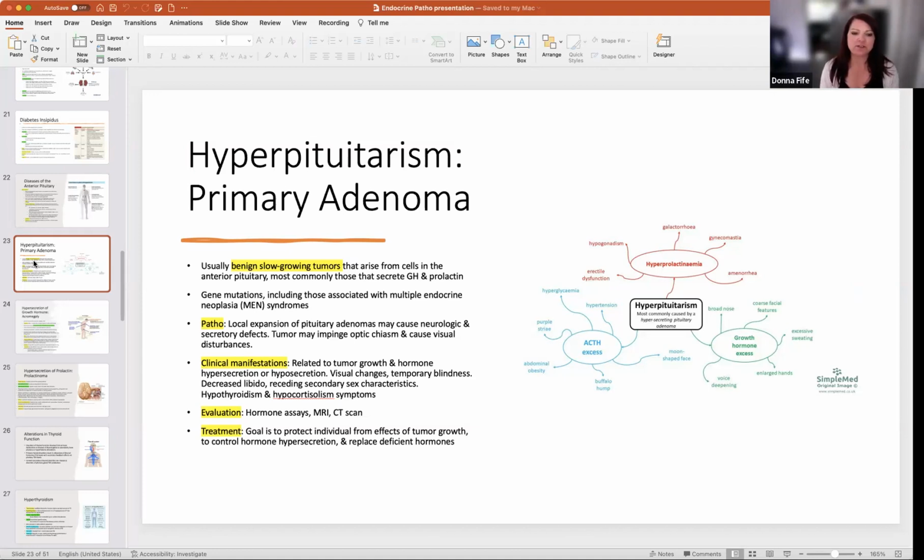Clinical manifestations are related to the tumor growth and hormone hypersecretion or hyposecretion. There can be visual changes, temporary blindness, decreased libido, receding secondary sex characteristics, hypothyroidism, and hypocortisolism symptoms. Evaluation is with hormone assays and may also need an MRI or a CT scan. Treatment: the goal is to protect the individual from the effects of tumor growth, to control hormone hypersecretion, and to replace any deficient hormones.